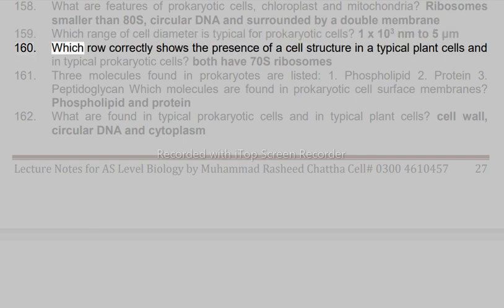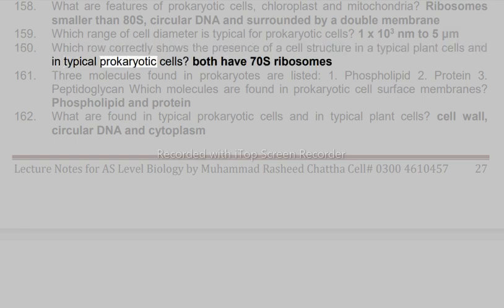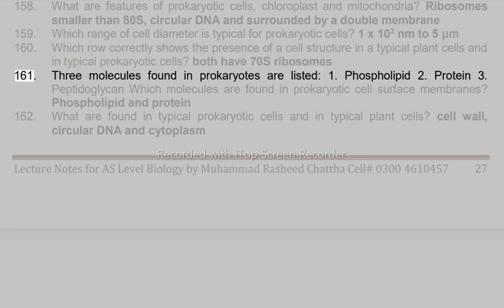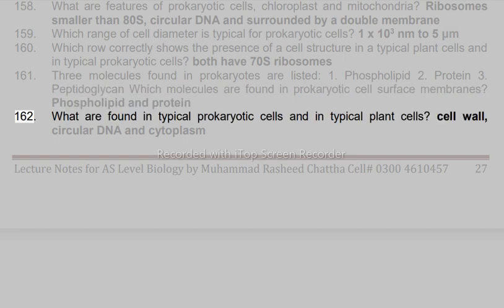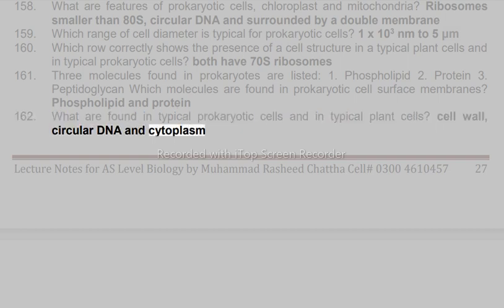160. Which row correctly shows the presence of a cell structure in typical plant cells and in typical prokaryotic cells? Both have 70S ribosomes. 161. Three molecules found in prokaryotes are listed: 1. Phospholipid. 2. Protein. 3. Peptidoglycan. Which molecules are found in prokaryotic cells' surface membranes? Phospholipid and protein. 162. What are found in typical prokaryotic cells and in typical plant cells? Cell wall, circular DNA and cytoplasm.